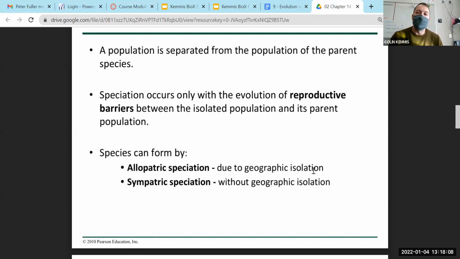Or species could form in the same area. They're not separated by geography. Maybe there's differences in their DNA. Maybe they mate at different times of year. Maybe they have different behaviors, like the songbirds. They could live in the same area, but they have different songs or different mating dances. This would be an example of sympatric speciation. They live in the same area, but they are still going to produce a new species.